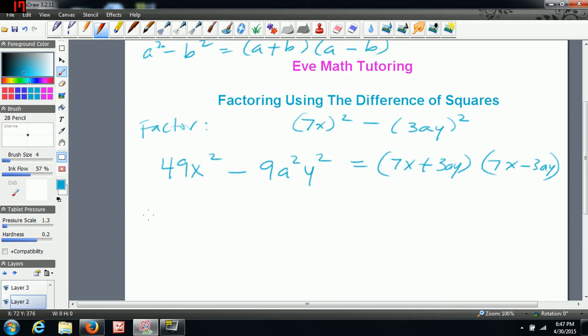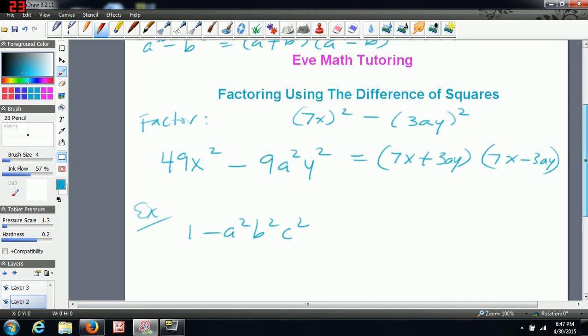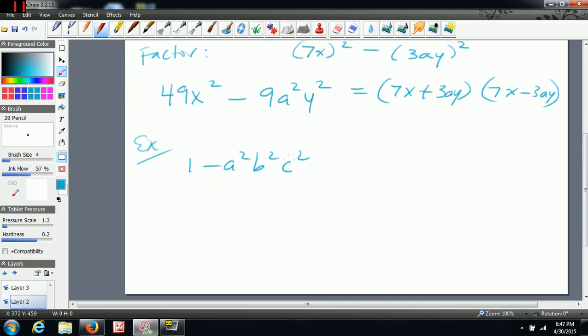So what if you were asked to factor something like the following: 1 minus a squared b squared c squared? So again, you want to think of how you can express this so that you have something squared minus something else squared. So I could write it as 1 squared minus (abc) squared, something like that. So if I did, then I would have 1 plus abc and then 1 minus abc. Okay, so that's how we would factor that one.